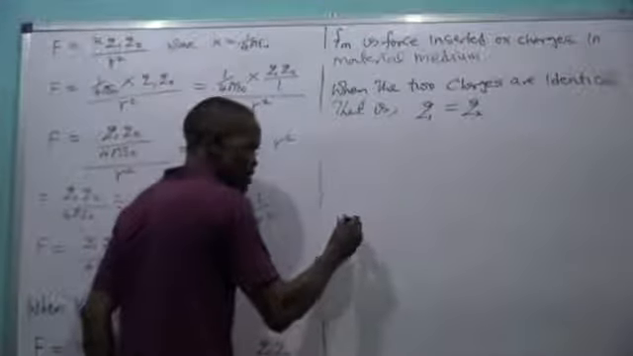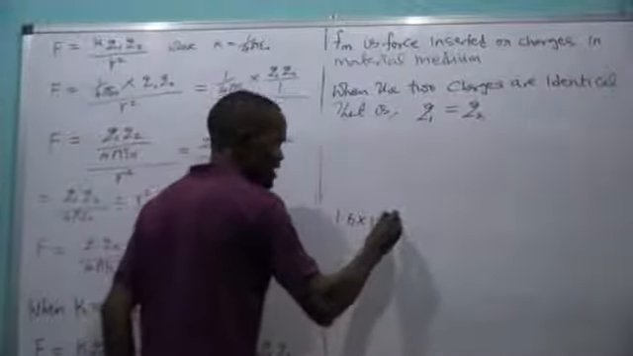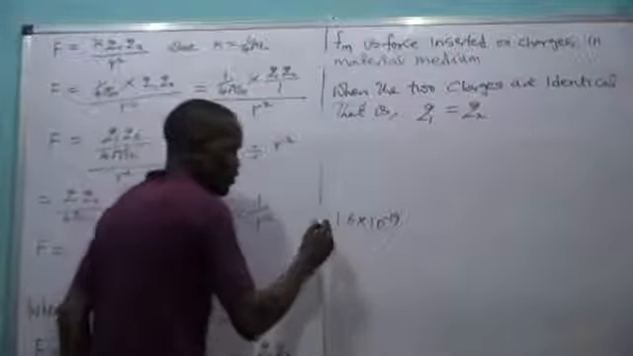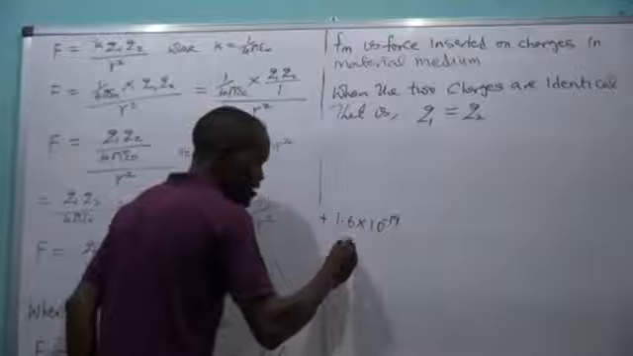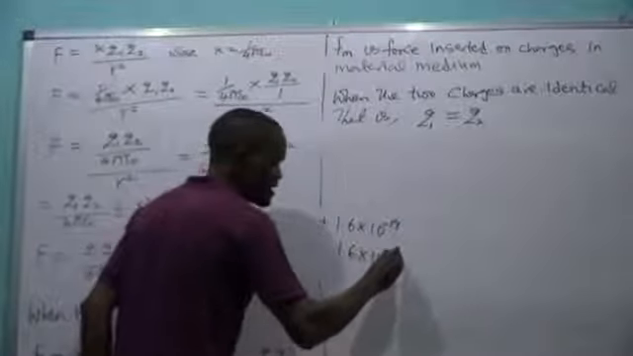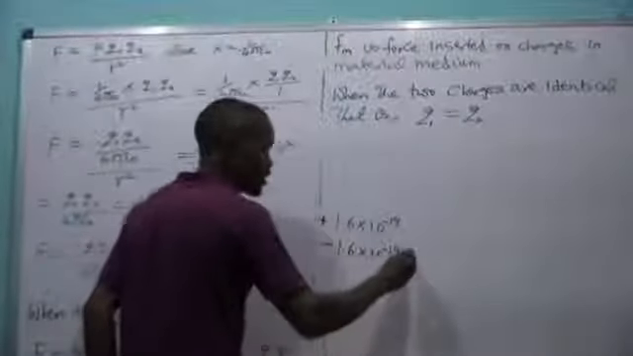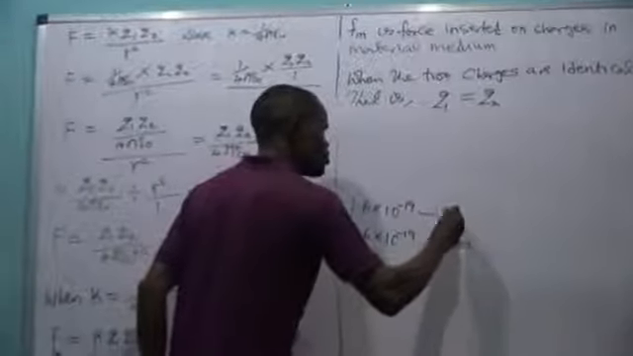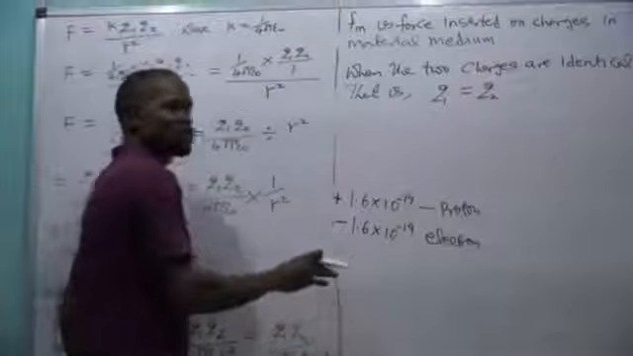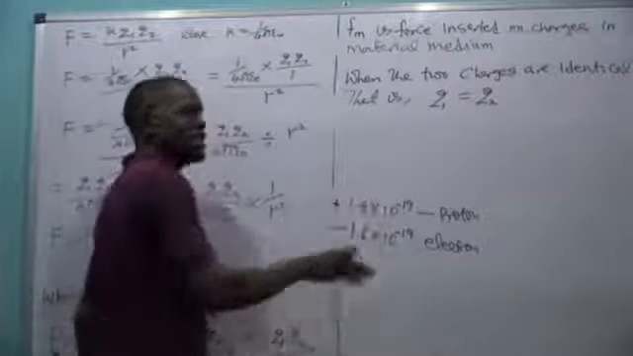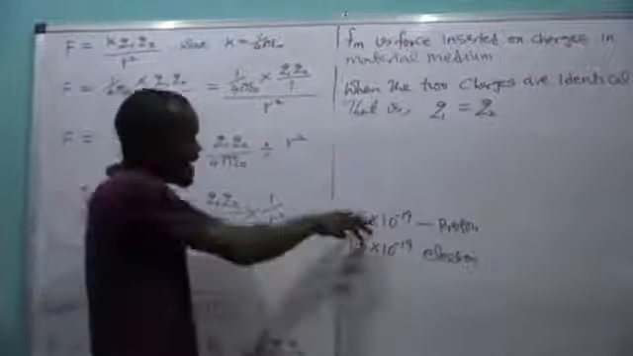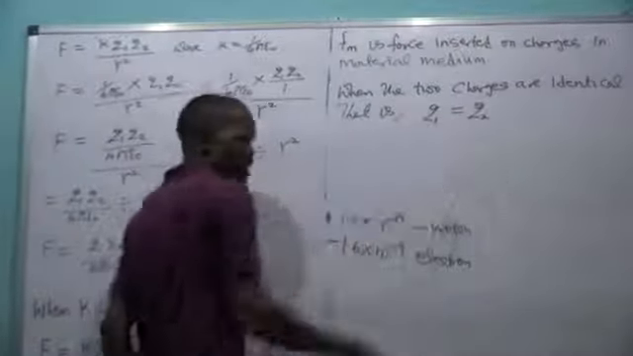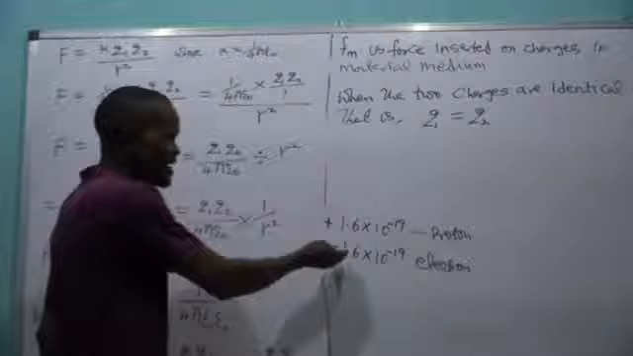Just like 1.6 times 10 raised to the power minus what? 9. Minus 19 is for what? Electron. For proton, that's plus. And 1.6 times 10 raised to the power minus 19, that's negative for electron. This is electron. This is proton. They have the same charge, but opposite in nature. So these two values are identical. Despite being negative and positive, they are identical, the same value.